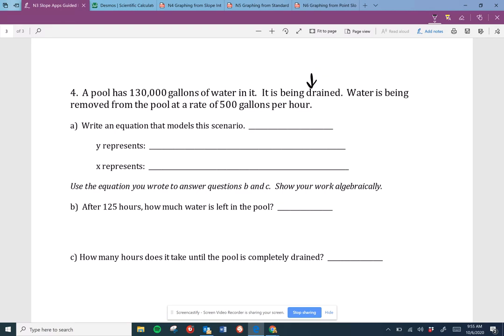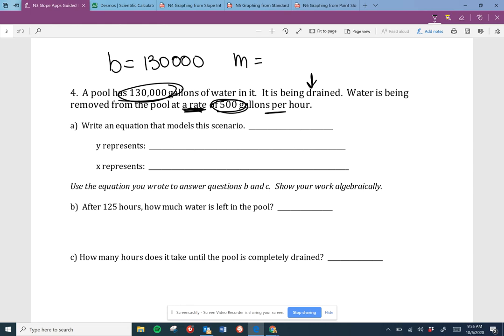So initially, at the very beginning, I have 130,000 gallons. So that means that my initial is going to be 130,000. Okay, and we know it's being drained, and the rate it's being drained, it's going down 500 gallons per hour. So I need to be careful here. I know my slope is 500, but it's actually going to be a negative 500, right? So this equation would be y equals negative 500x plus 130,000.